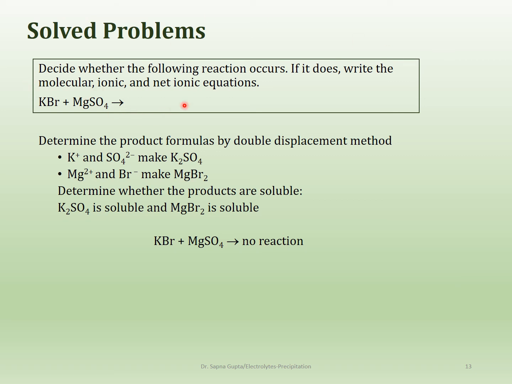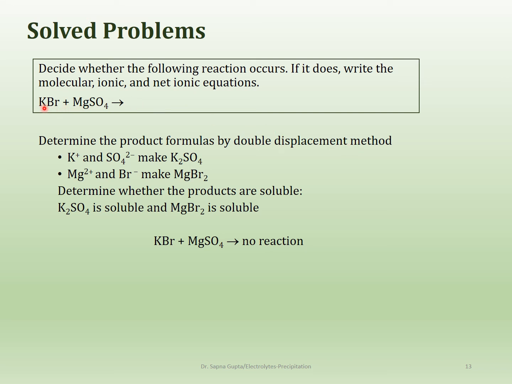So here is a solved problem for potassium bromide and magnesium sulfate. The question is, decide whether the following reaction will occur or not, and if it does, write the molecular, ionic, and net ionic equations. First of all, our task is to write the products for this one, and you figure out the products by the double displacement method.